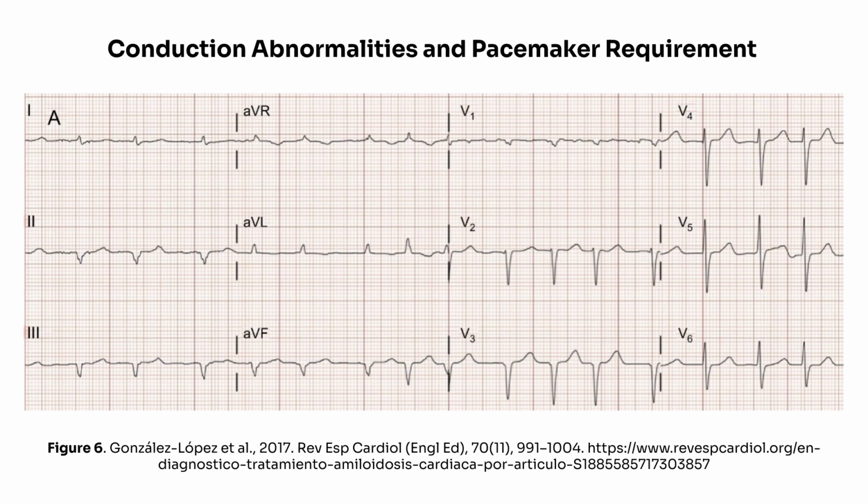In Figure 6, we see the ECG of a patient with confirmed wild-type ATTR. It shows two classic features: atrial fibrillation and a pseudo-infarct pattern in the inferior leads, Q waves that mimic infarction despite no obstructive coronary disease.